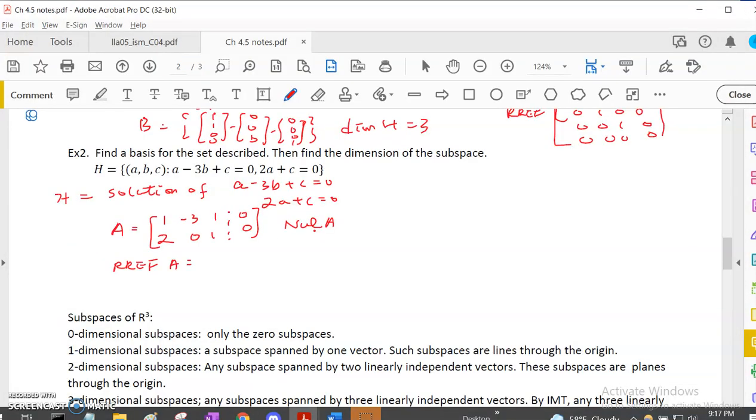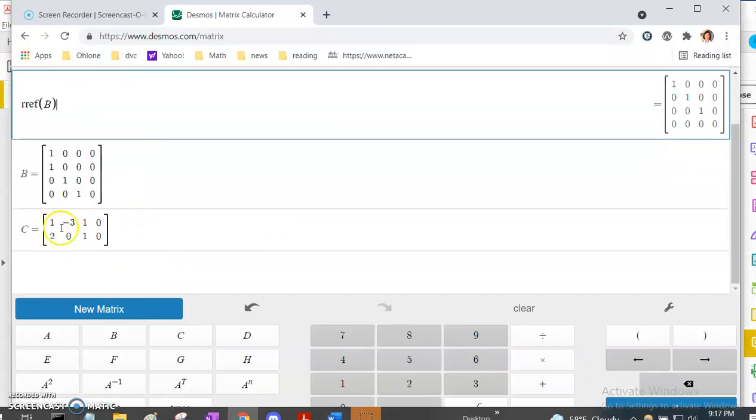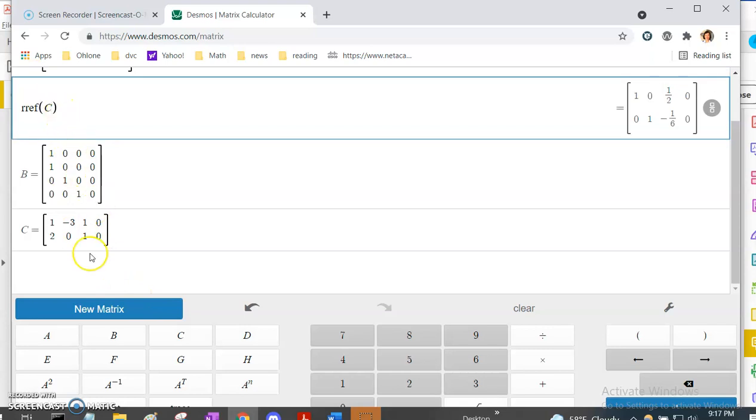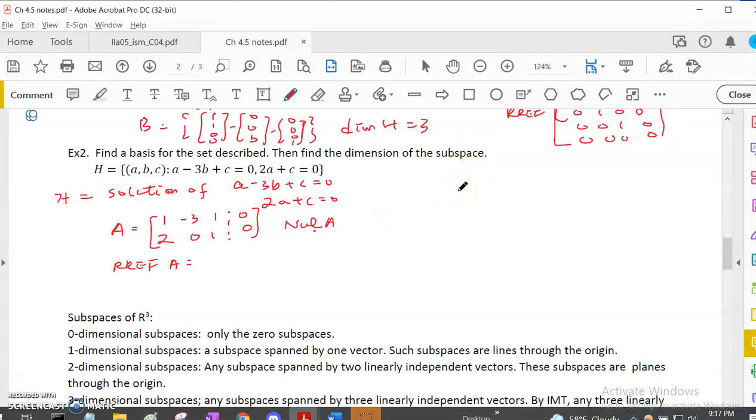What was it? 1, -3, 1, 2, 0, 1, and then 0, 0. So this is the augmented matrix of solving AX equal to 0. So if I do RREF, it will be 1, 0, 1 half, 0, 0, 1, -1/6, 0. Okay, write down 1, 0, 1 half, 0, 0, 1, -1/6, 0, right?